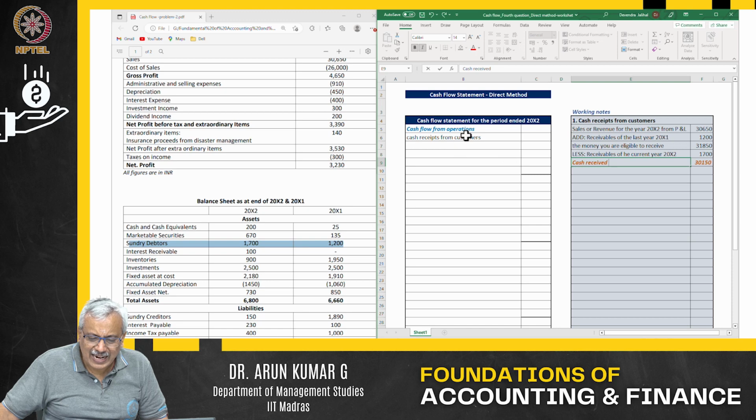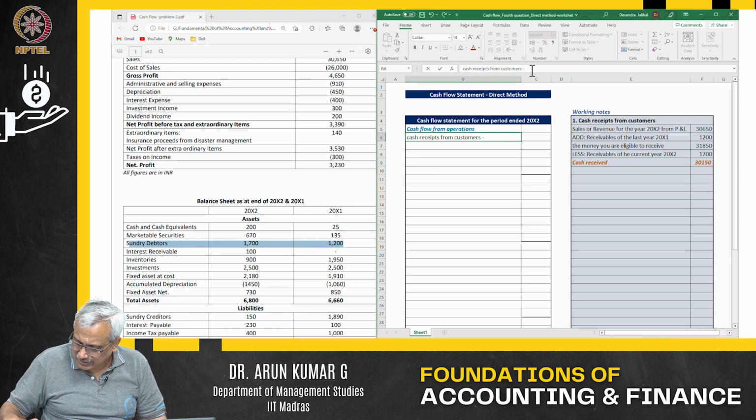So, what happens? Cash receipts from customers, let me code it as 1, because that is what I am doing. Cash receipts from customers in this particular case is nothing but this amount.